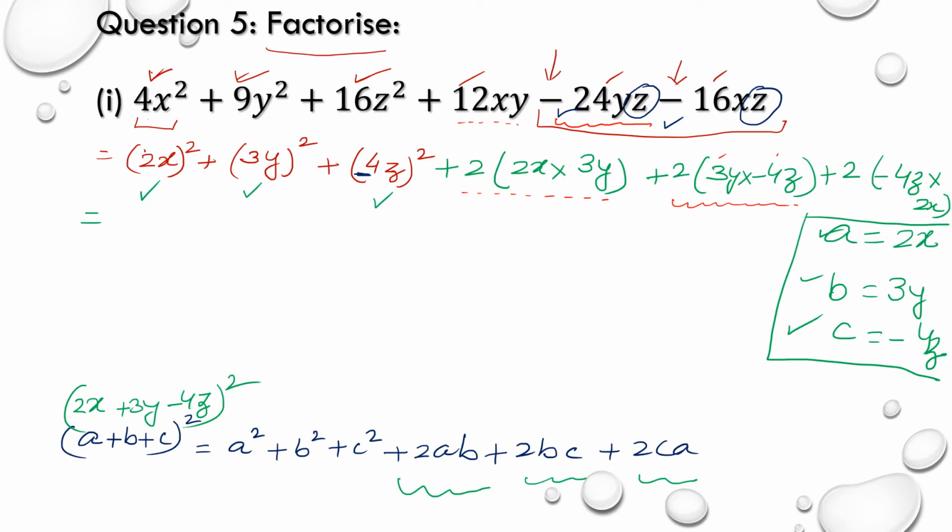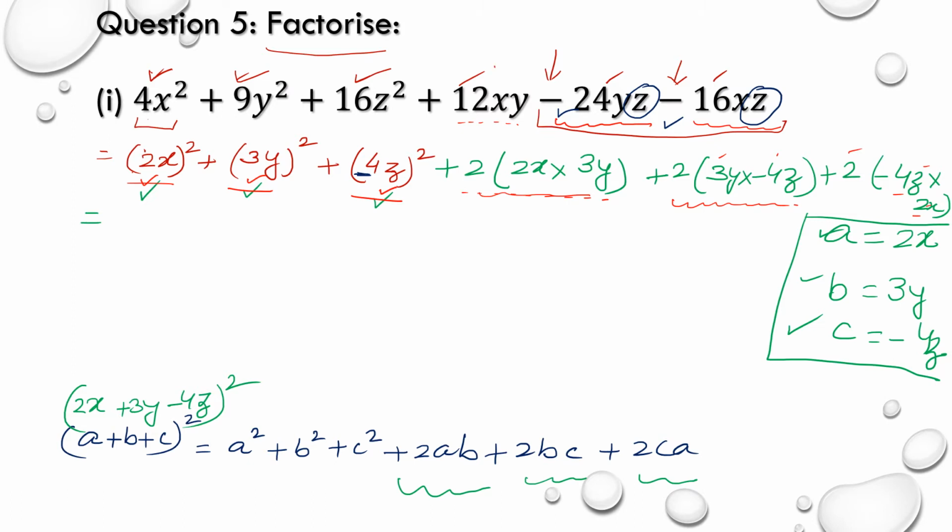And lastly, 2 into minus 4 is minus 8. Minus 8 into 2 is minus 16. So minus 16zx. It means these three terms are perfectly correct. If you don't get these on multiplying, it means you have written the first three terms incorrectly. So you have to check whether on multiplying you are getting the term which is given in the question. Right?